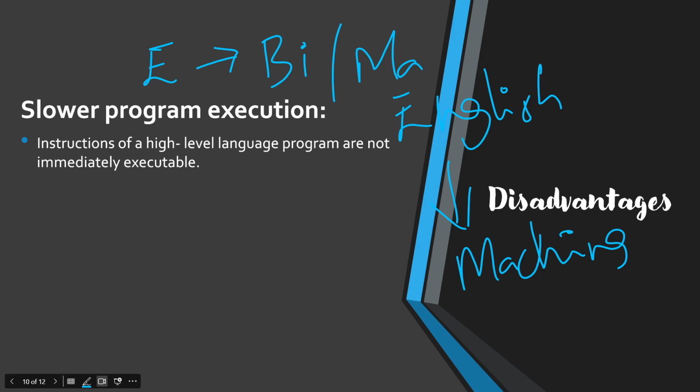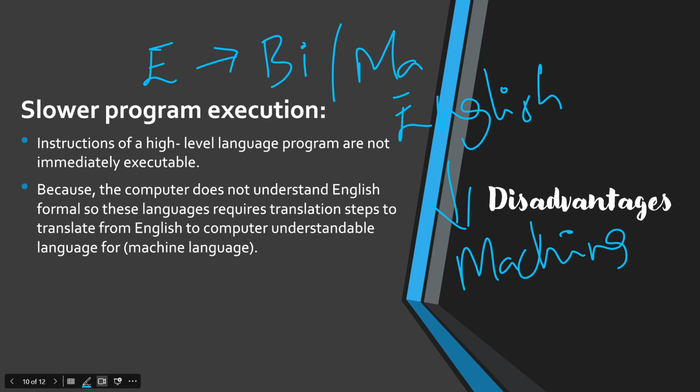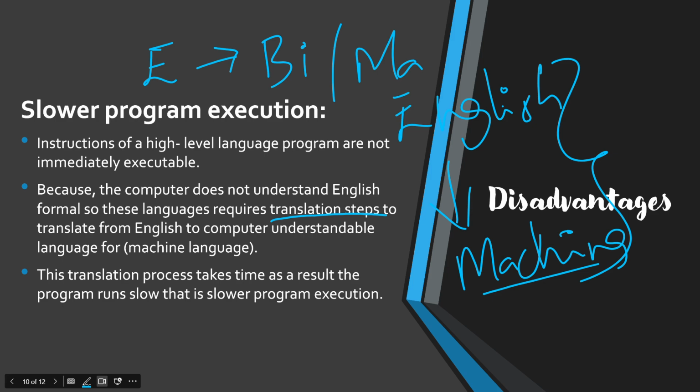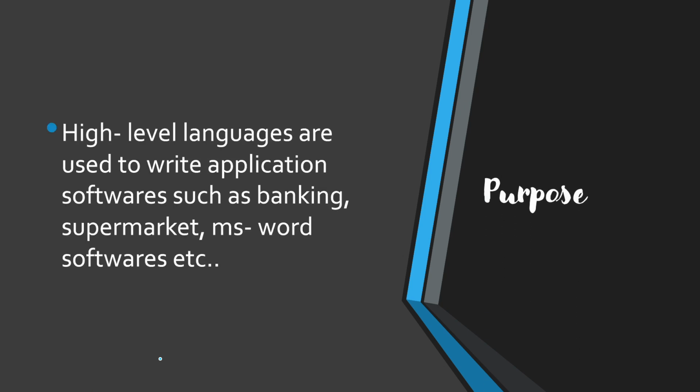Instructions of the high level language are not immediately executable because the computer doesn't understand English. So these languages require translation. The translation step is nothing but changing the English language to the machine language, from English to computer understandable language, that is machine language. This translation process takes time. As a result, the program runs slow, that is slow program execution. Next, the purpose. High level languages are used to write application software such as banking, supermarket, MS Word software, etc.